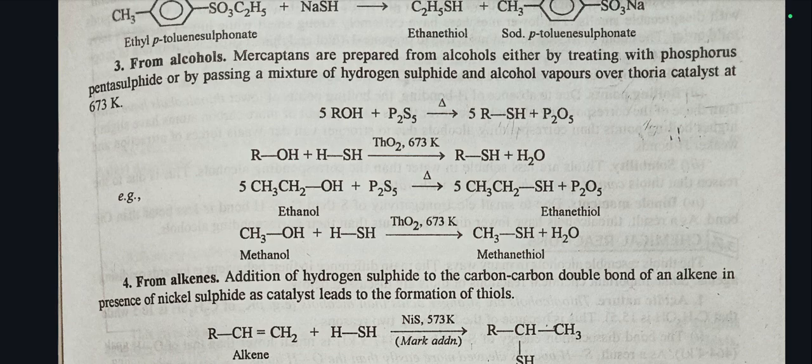ROH with HCl heat करेंगे ThO2 at 673 डिग्री टेम्परेचर पे, तो RCH में thiols मिल जाएंगे.